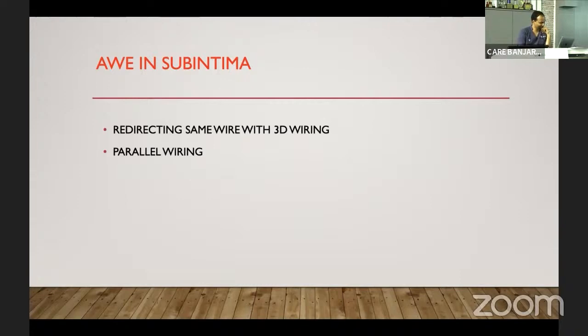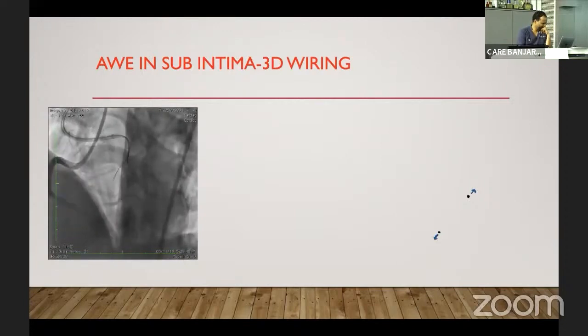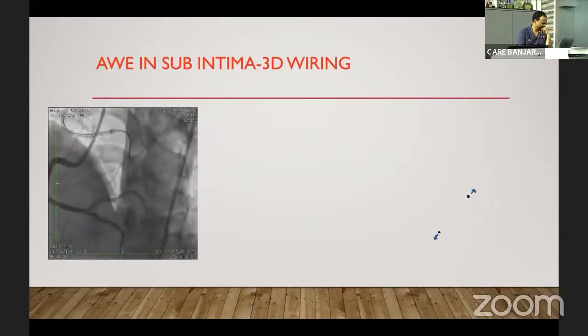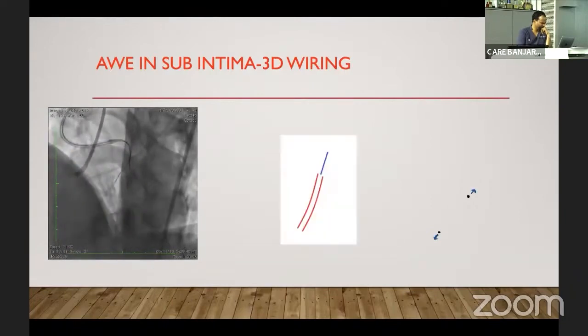And next, you can use a parallel wiring, right? And you can also use re-entry with a Stingray. When it is subintimal, you can as well use tip detection ADR in such cases. And you can see in this case, my wire entered a subintimal plane. What is most important is you have to understand where your wire is. See, this is all 3D wiring.